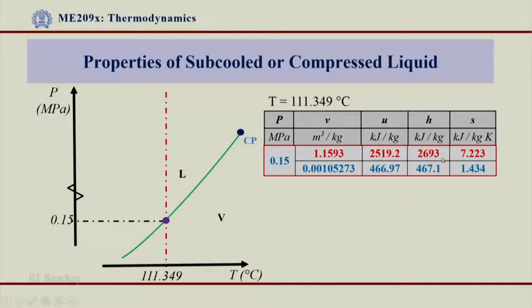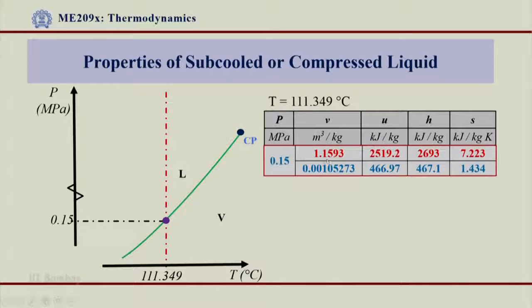As you know, the enthalpy is 2693, while the enthalpy for the liquid region will be 467, and you can see the difference between these two values actually is HFG, this is SFG, this is delta U or UFG, and this difference could be delta V or VFG, alright. Now what we are concerned about is the liquid properties, that means I will consider only the properties which are given in blue color, alright.